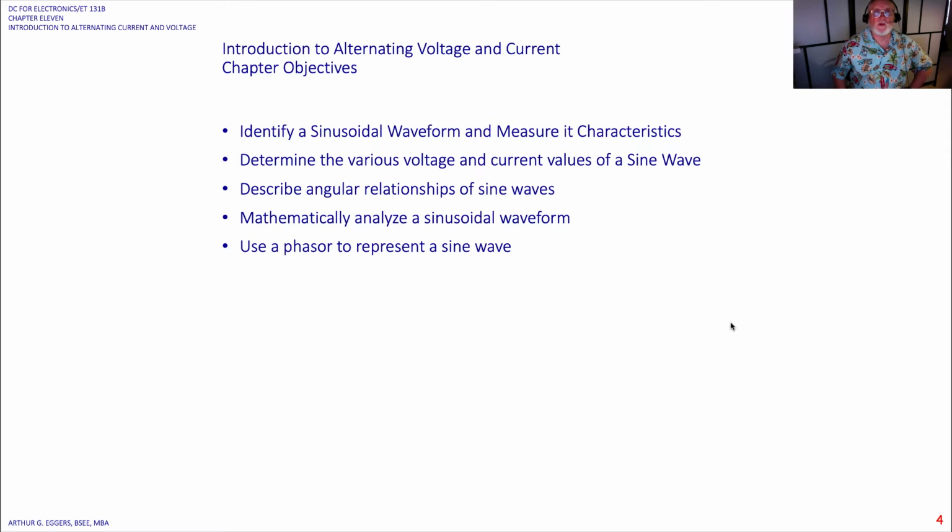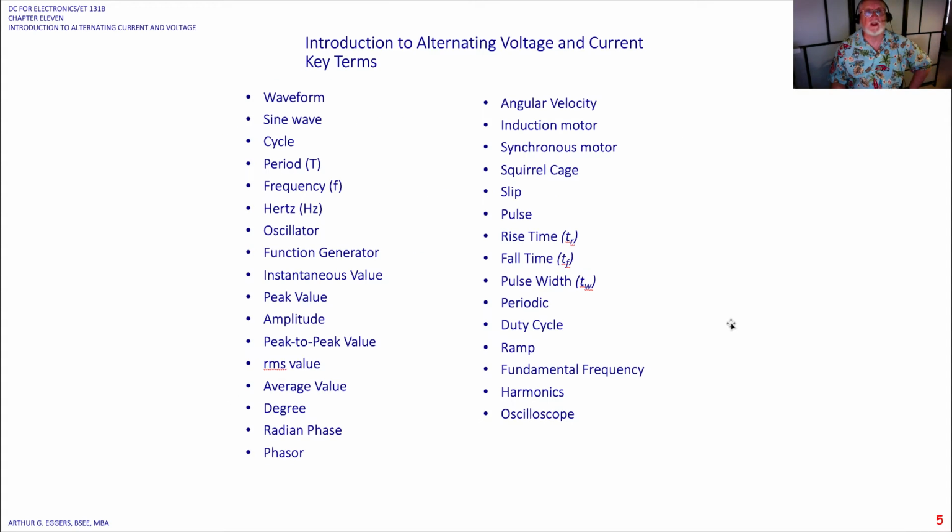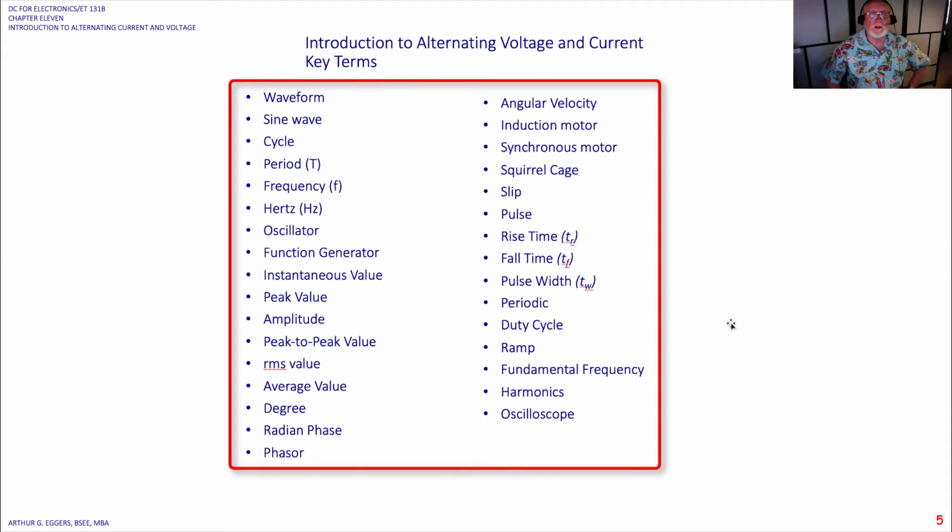So in doing this, we're going to look at the characteristics of the sine wave, determine various voltage and current values, whether they're instantaneous, or if they're values that we use calculating vectors, or what we call phasors. Describe the angular relationships of the sine waves, and then do the mathematical analysis, and then start to use the phasor representation. So we've got a lot of new terms here that you need to become familiar with.